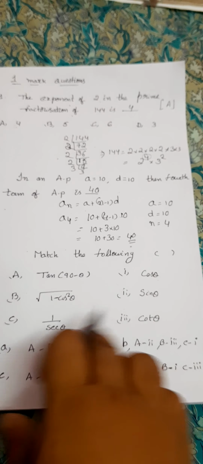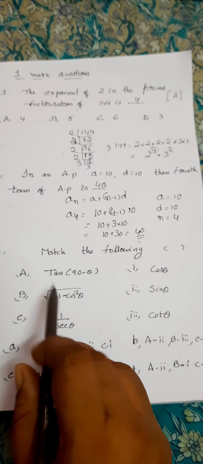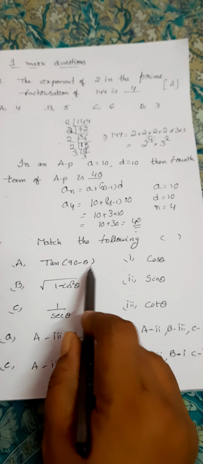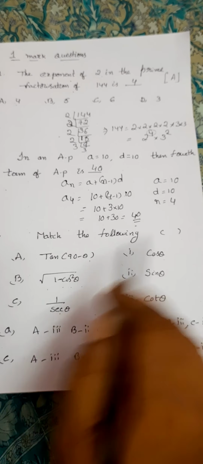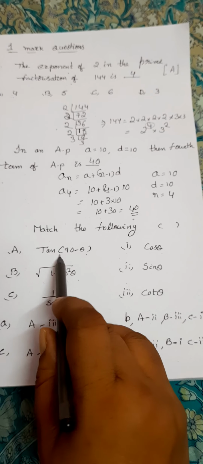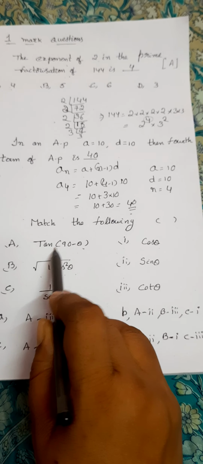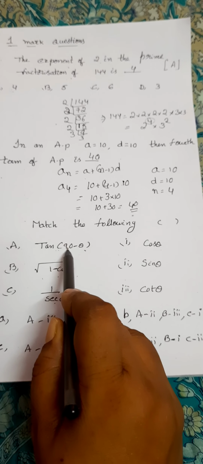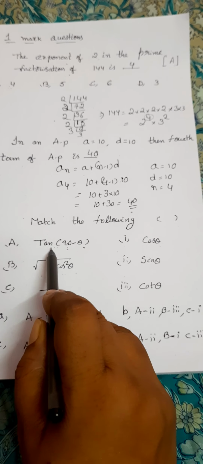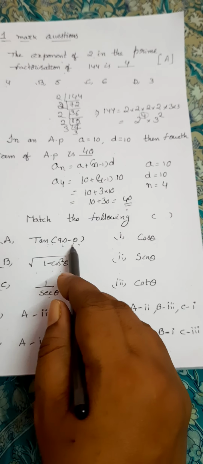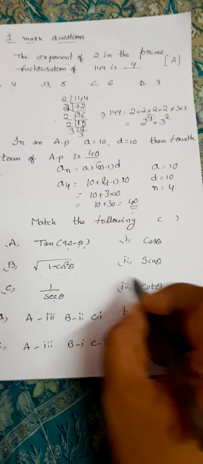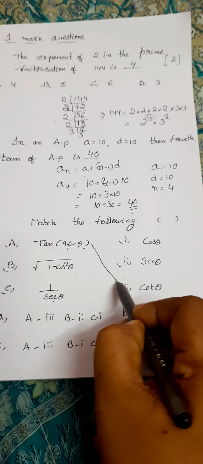And next, another one. Match the following. A: tan of (90 minus theta). B: square root of (1 minus cos squared theta). C: 1 by secant theta. So this is tan of (90 minus theta). Tan of 90 minus theta will change to cot theta, in the first quadrant. So all are positive. So the first one is 3.